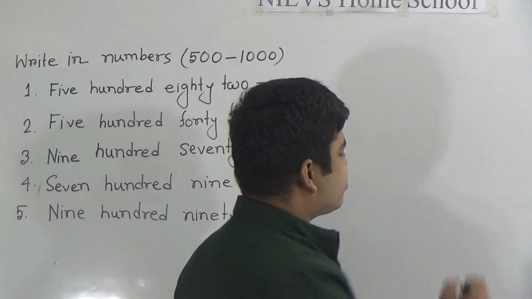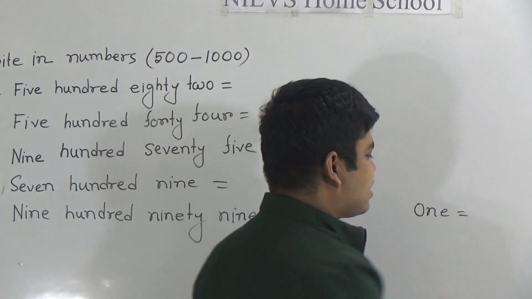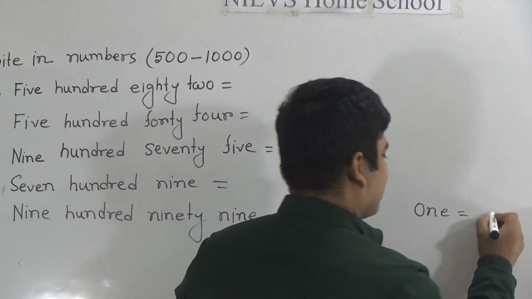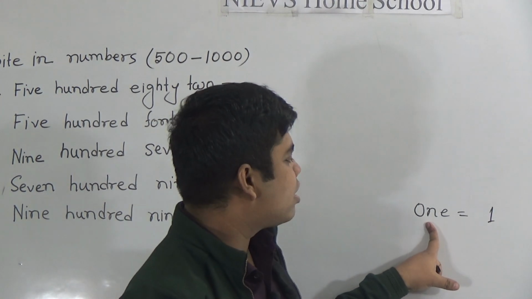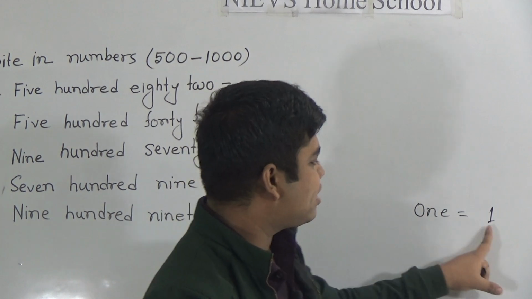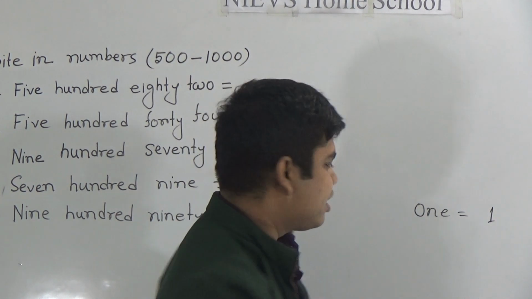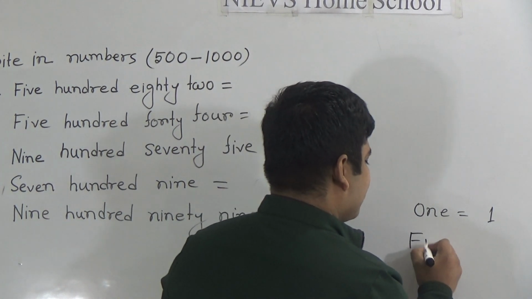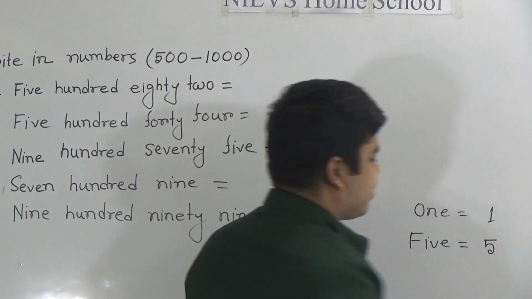Okay. So, what is this? O-N-E. This is 1. Notice this number written in word, and write it in number. Okay. I write it in number, just like this. What is this? This is 5. I write it in number 5.